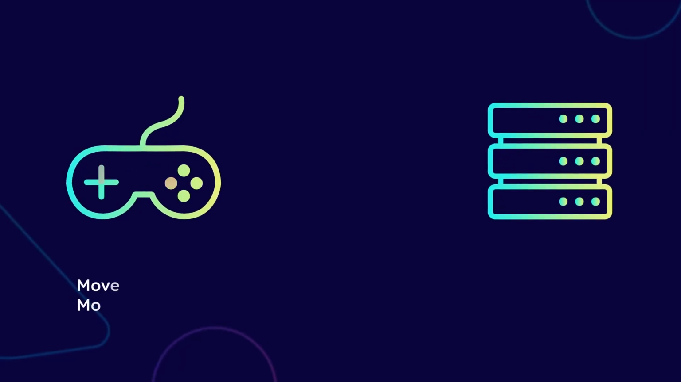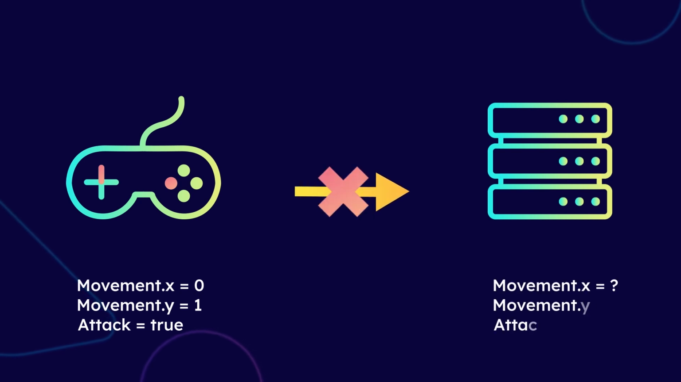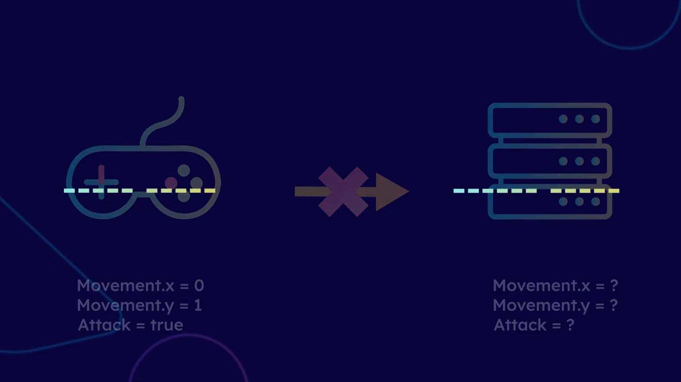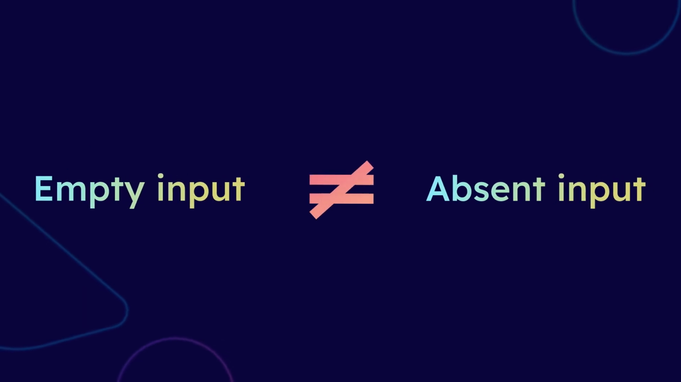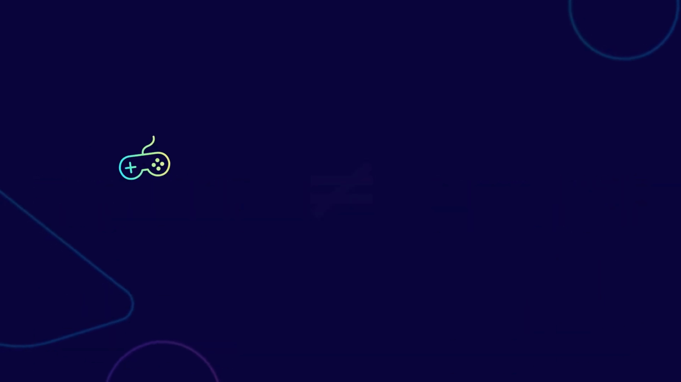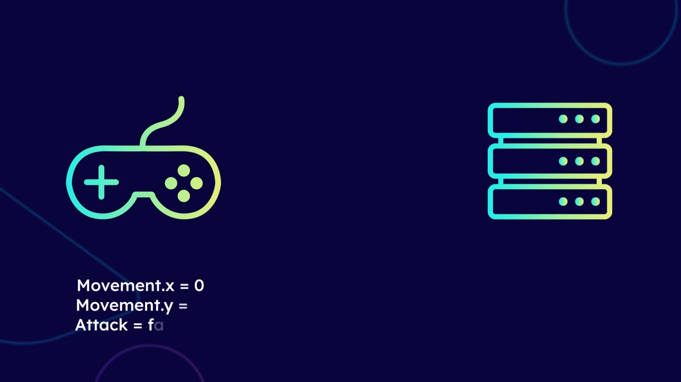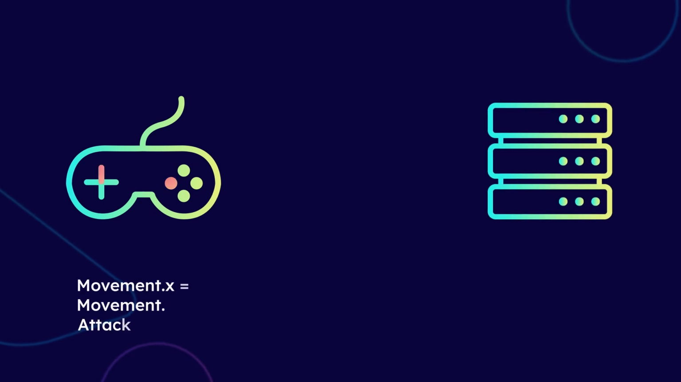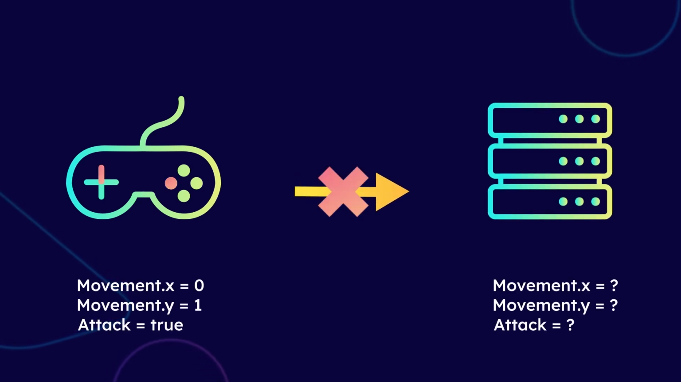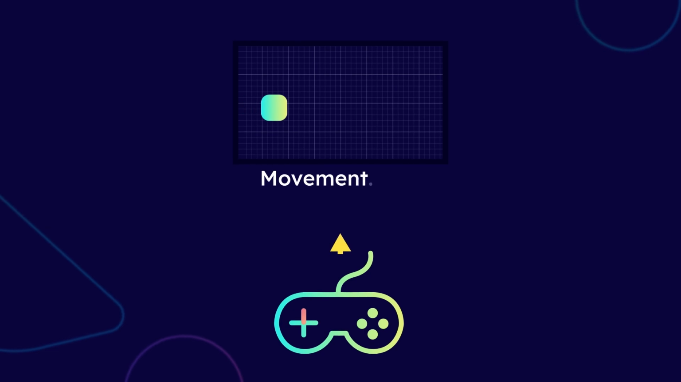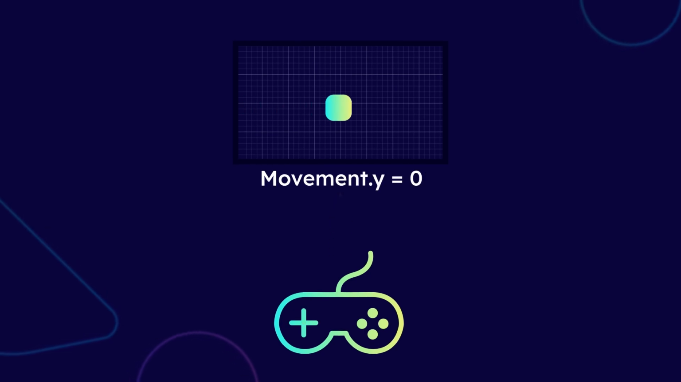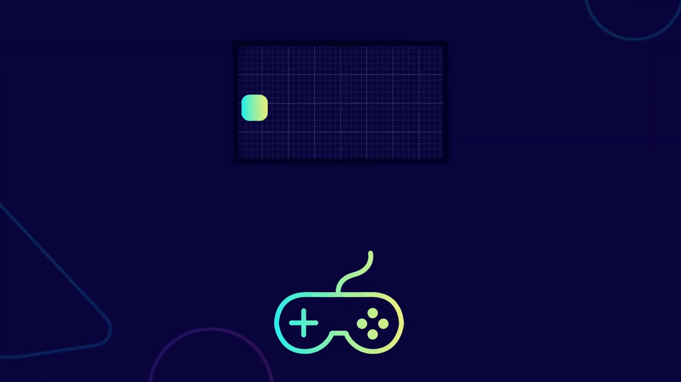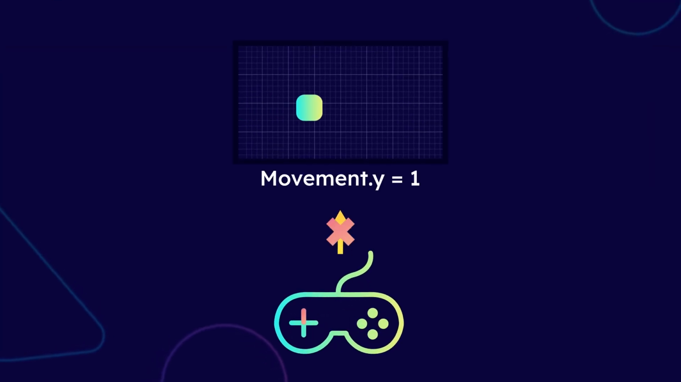Another thing that we have to take into consideration is that due to the nature of the internet, sometimes the inputs we send might just not reach the server. In those cases, it's important to understand the difference between empty input and absent input. Empty input is when we get an input filled with neutral values, while the absent input is input we didn't receive at all. If a player holds forward and we get empty input, it means that he wanted to stop. But if we don't receive any input at all, we shouldn't assume that.